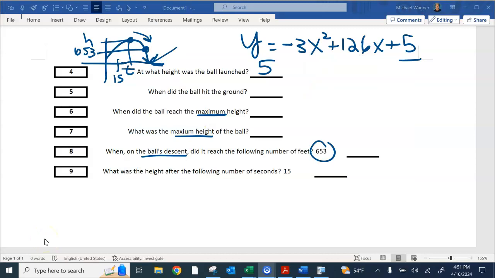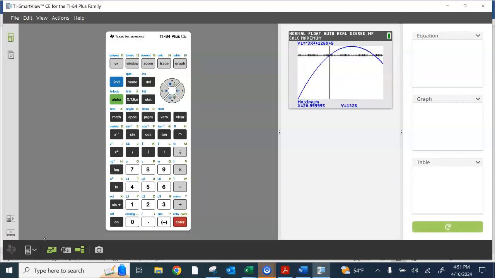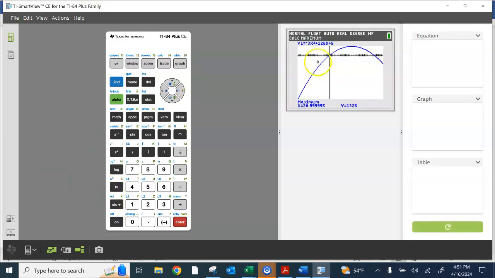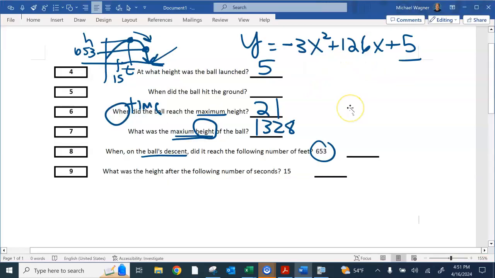Okay, again, if you were here yesterday and you did it yesterday, you already know that it's 21 seconds. Remember, X is the time. And the maximum height is the height. So what was it? 1328. Okay. And I'm getting those values right here, the maximum X and Y values right there: the time in seconds it took to get there and the actual height. Good, so nothing to it, right? So that gave us those values.